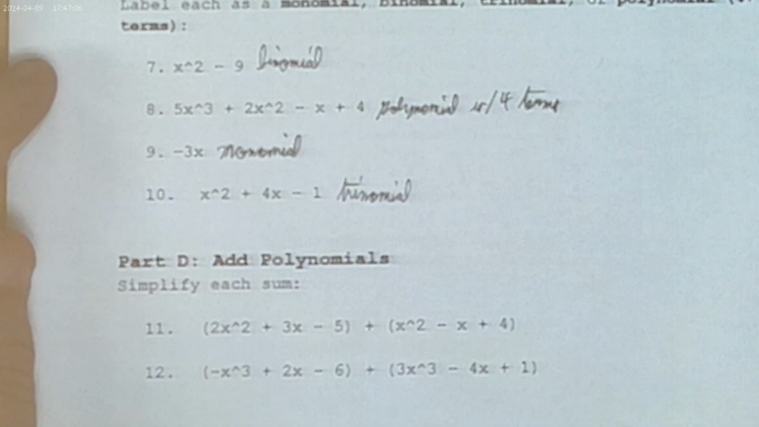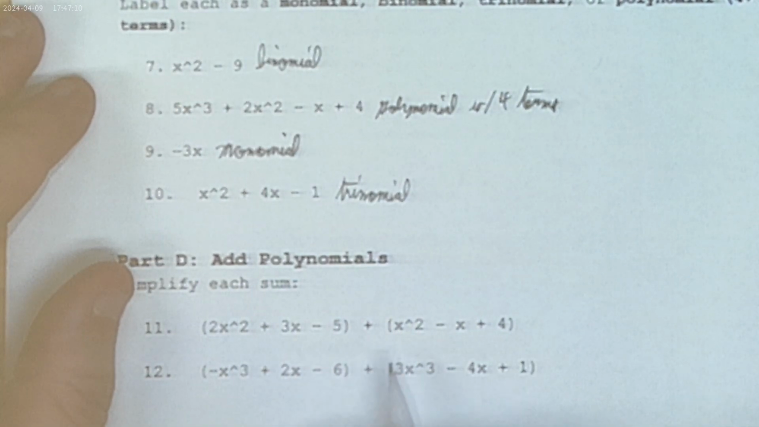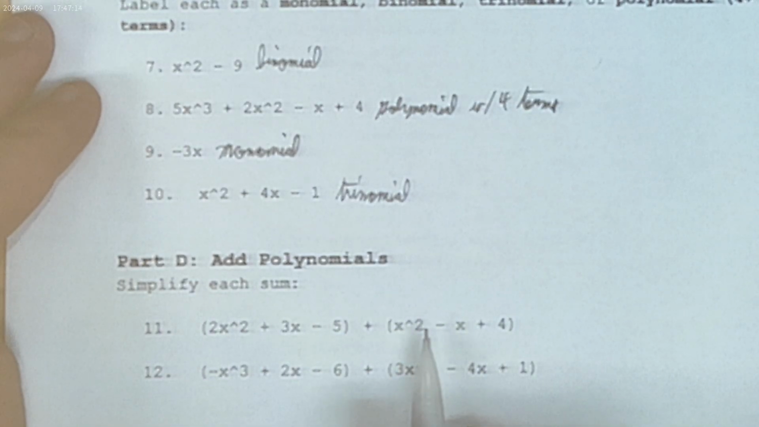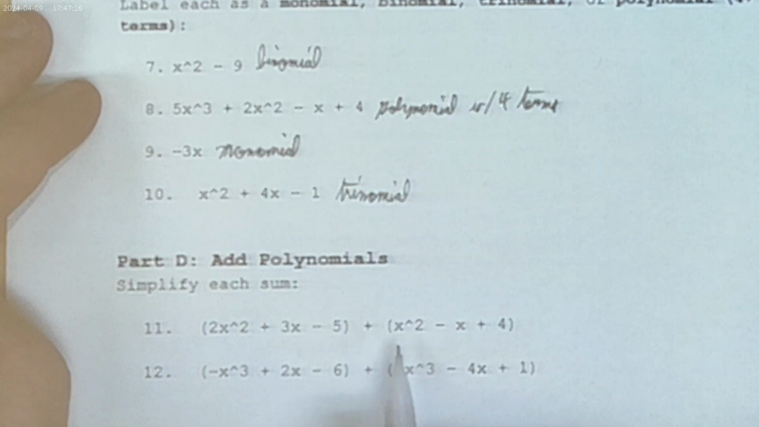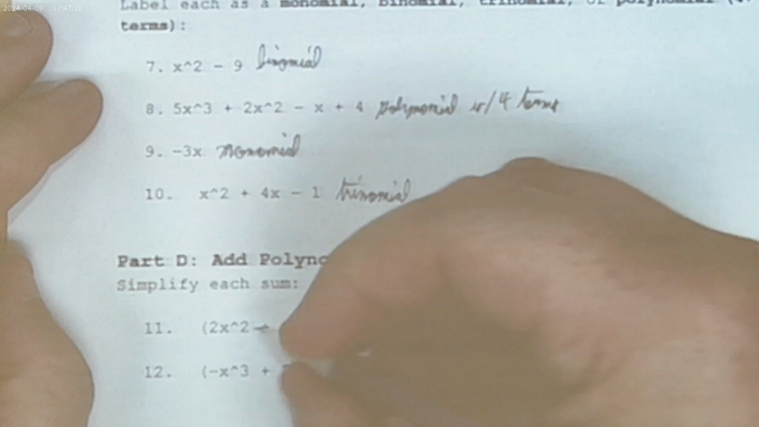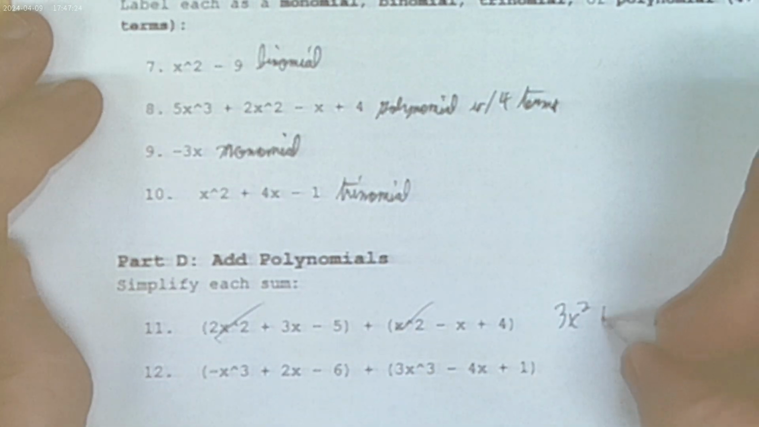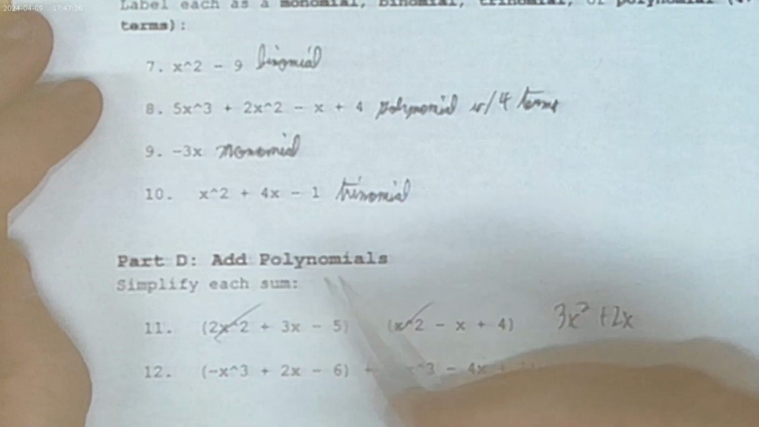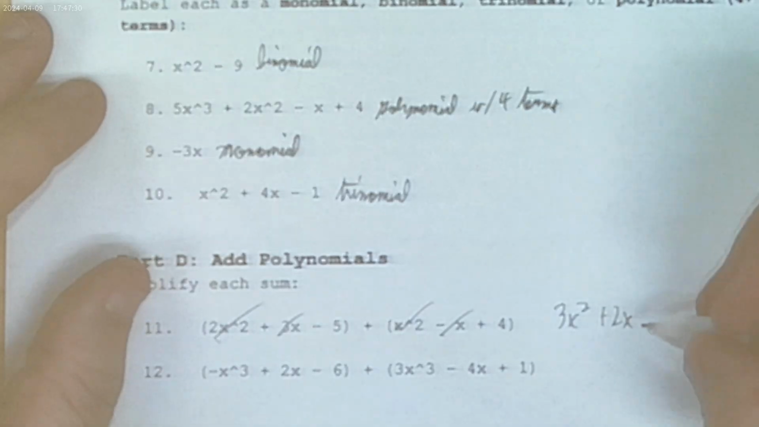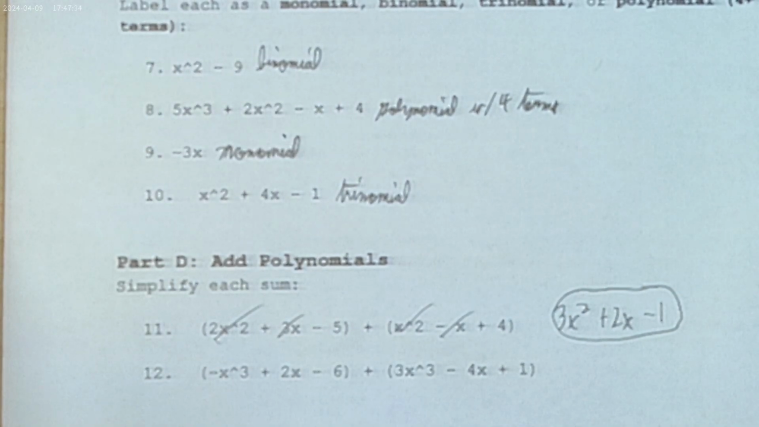But anyway, add polynomials. Let's see, okay, so these 2 terms inside the parentheses are written in standard form, which is solid. I've got 2x squared plus x squared, so that's going to give me 3x squared. Don't have to worry about those. I got 3x minus x, so that gives me plus 2x. And then minus 5 plus 4, minus 1. And there's the first one.